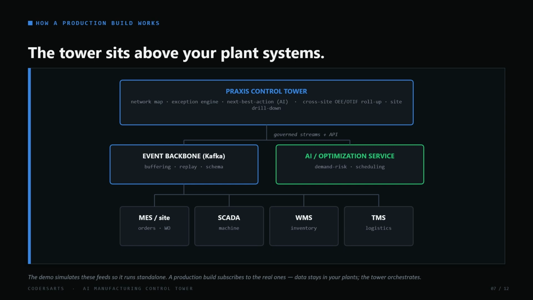A quick word on how the real version would work within your system. The demo you just saw simulates the plant feed in such a way that it replicates a production scenario. In production, it sits on your plant systems, MES, SCADA, warehouse, transport, streamed into a governed backbone. An AI optimization service turns those signals into exceptions and the next best actions, and your data stays in your plant. The tower orchestrates and decides. It does not rip anything out. This layer is above the estate you already have, not another silo beside it.